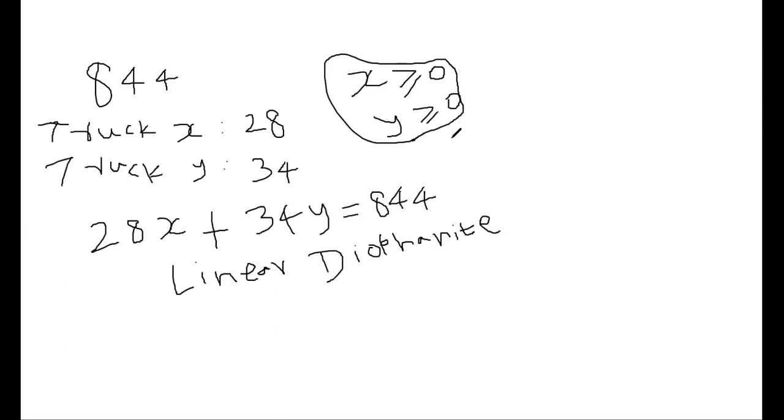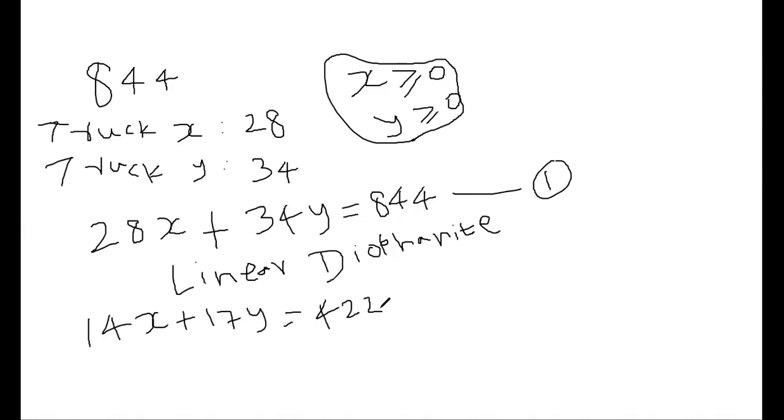So this problem can be solved using linear Diophantine equation tricks. First of all, we can rewrite this problem as a much simpler problem, right? We can just divide by 2 on both sides to make it simple first. We could say this is nothing but 14x plus 17y is equal to, how much is this? 422, right? Okay, so this is the problem we wanted to solve. It is the equivalent problem. Equation number 1 is the same as equation number 2. Before we solve this, we will solve a different problem.